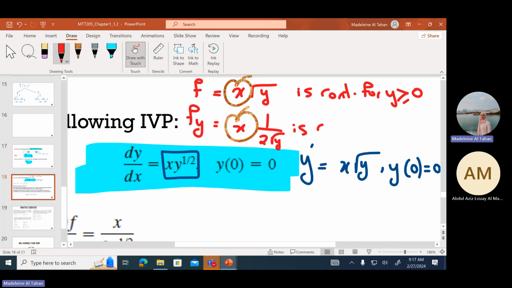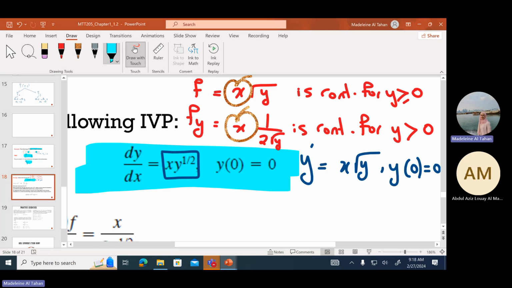So this one is continuous. We have a problem that y should not be negative, right? But also here y is in the denominator, so it should not be 0. So this one is continuous for what? y greater than 0. Any questions so far?